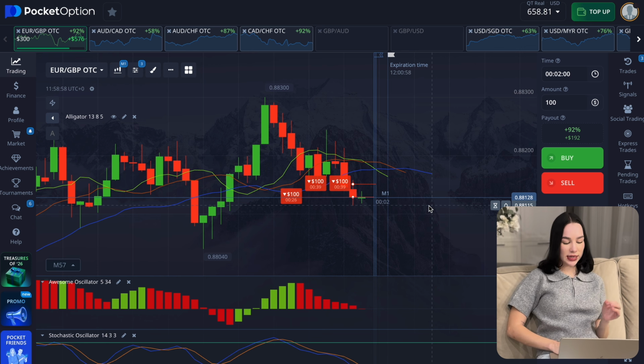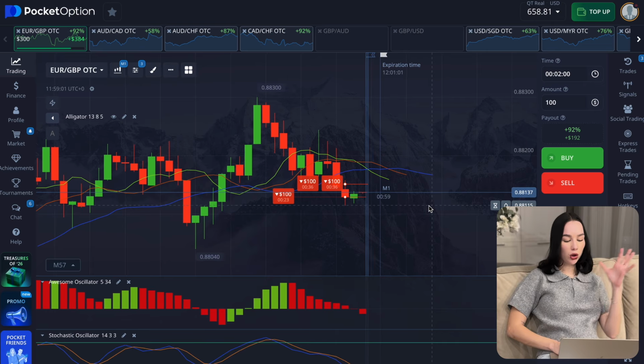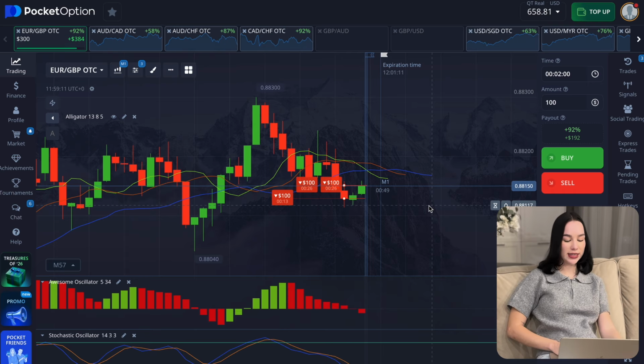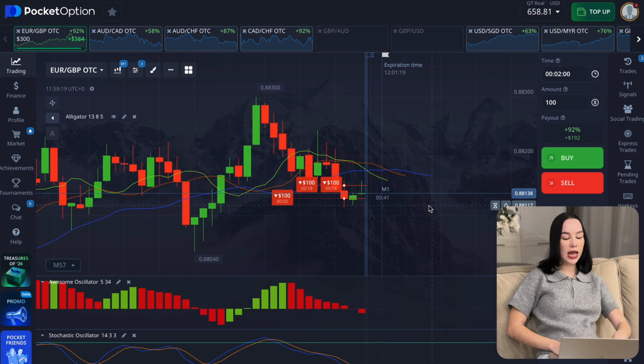Also here we can see from the Awesome Oscillator that all of the last bars are red. They're also crossing the zero level. It somehow works like a MACD if you already know that kind of indicator. So this is definitely giving us a sell signal, because before, as you can see, it was an upward trend, and we could see the green bars on the Awesome Oscillator.